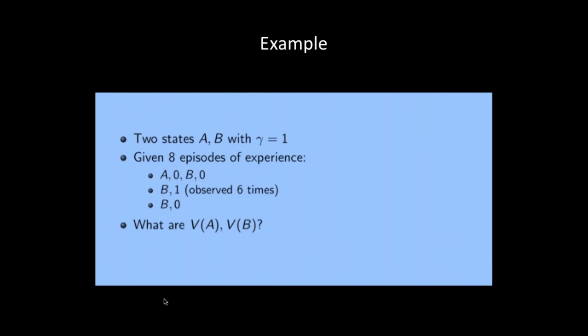So here's an example. There are two states, A and B, and gamma is 1. Given 8 episodes, A is 0, B is 0 to start with. Then B is 1, 6 times, and B is 0, 2 times. So what is V of A? V of A is basically the value function of A given B.